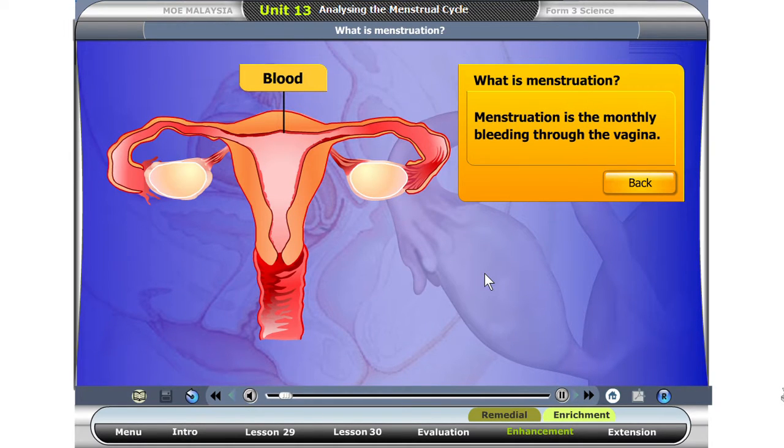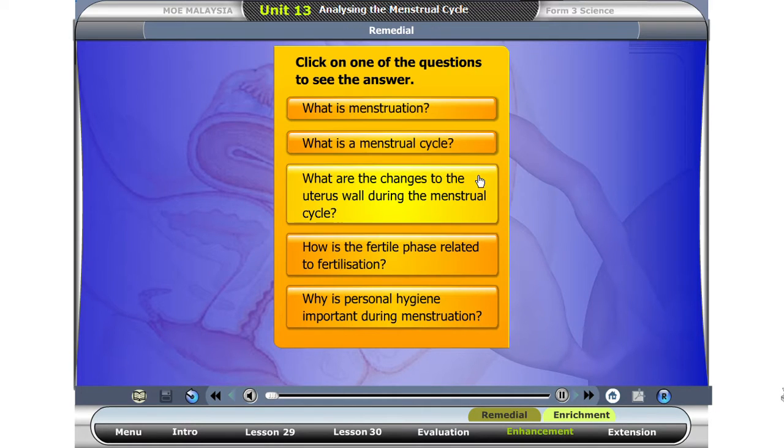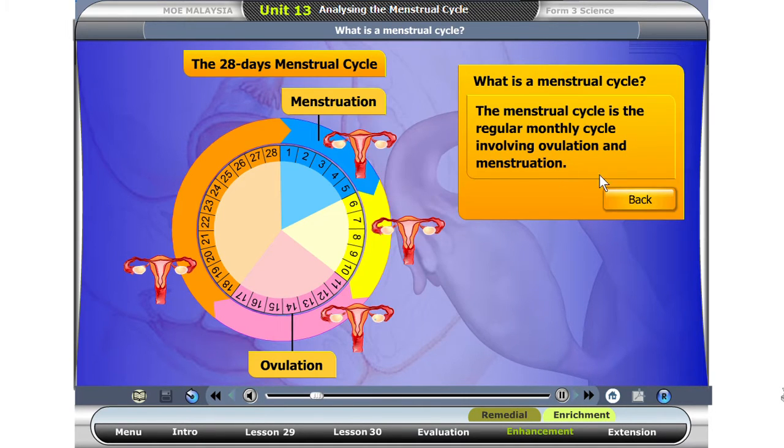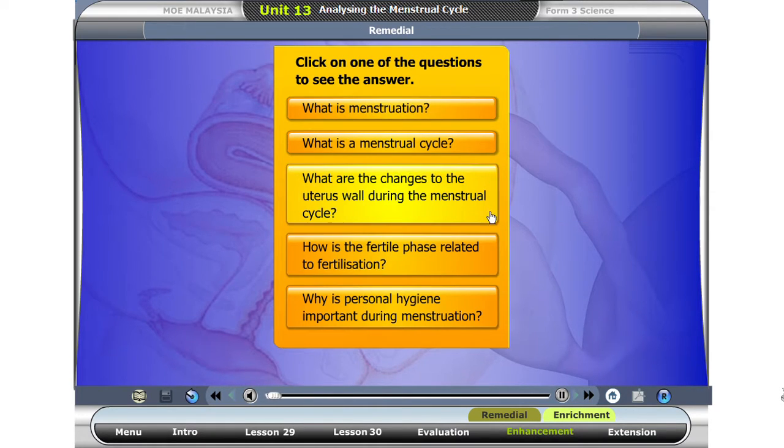Click on one of the questions to see the answer. What is menstruation? Menstruation is the monthly bleeding through the vagina. What is a menstrual cycle? The menstrual cycle is the regular monthly cycle involving ovulation and menstruation.